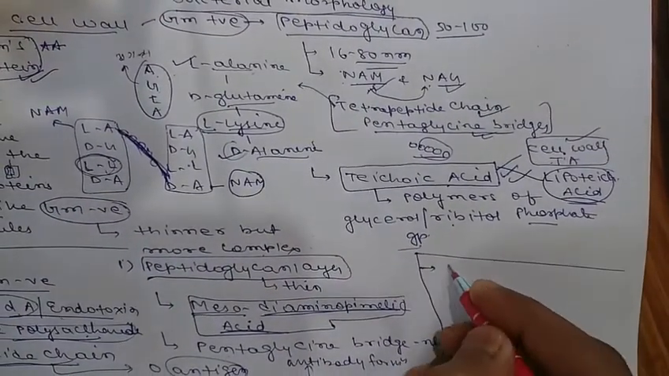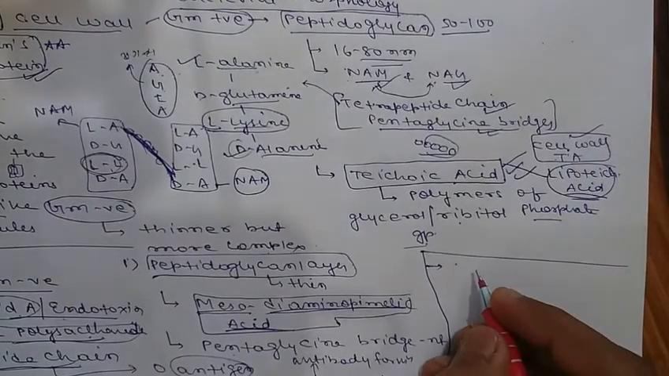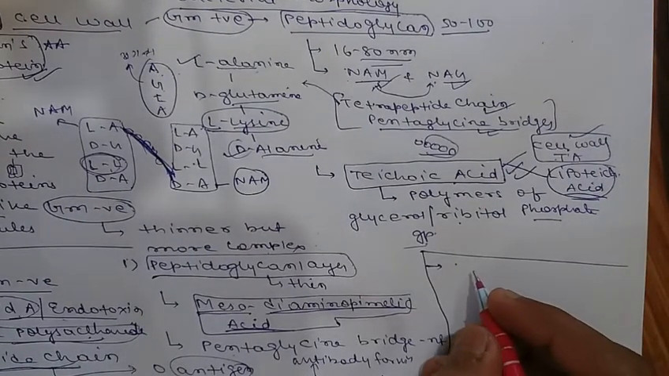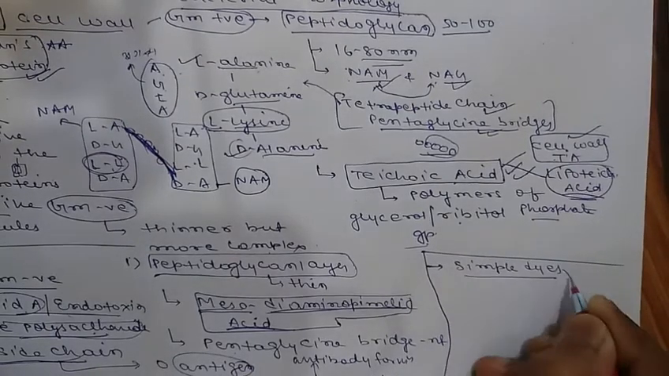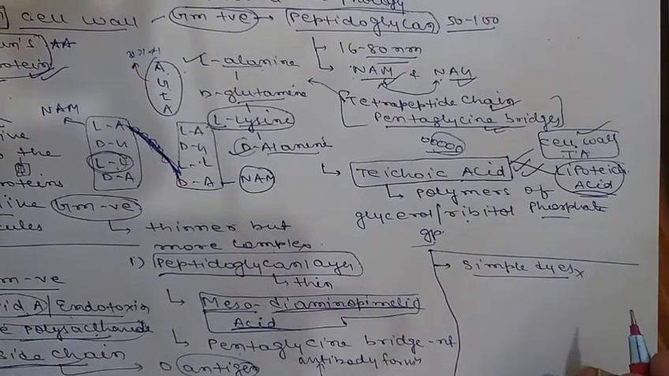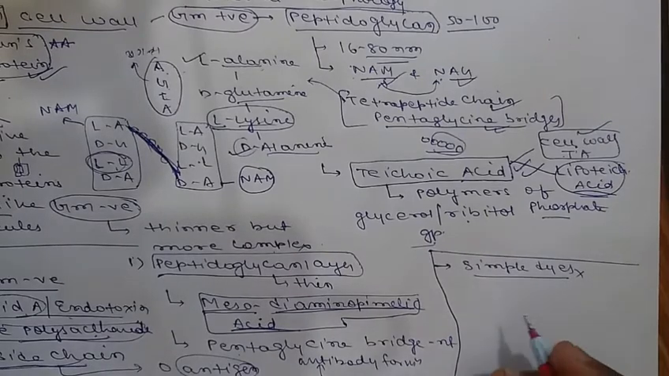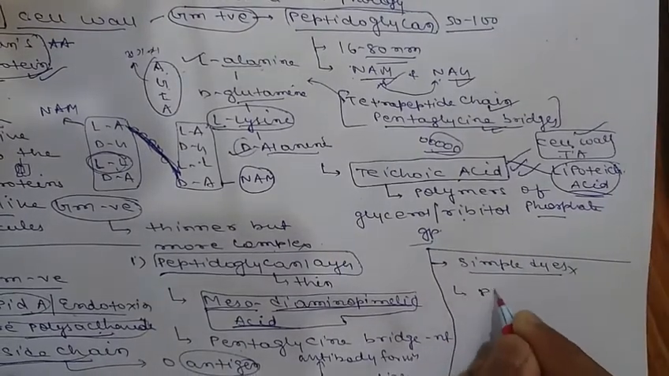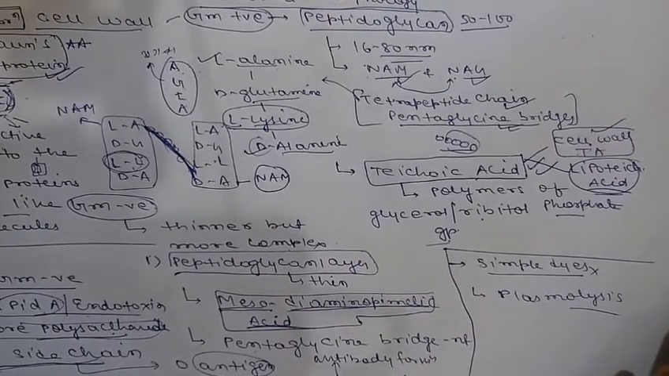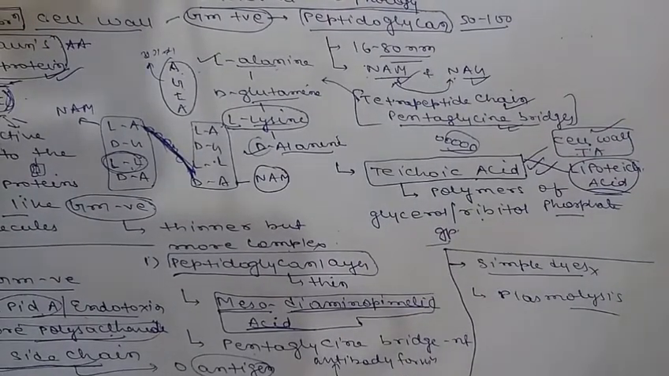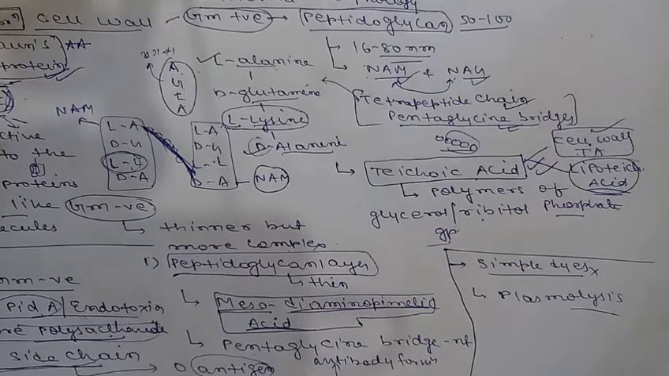Now how will you demonstrate the cell wall? Coming to that, the cell wall cannot be seen by light microscope and also does not stain with simple dyes. Very important, you cannot use simple dyes, and it can also not be seen by light microscope. So how will we demonstrate it? The first method you can use for this is plasmolysis. When bacteria are placed in hypertonic saline, shrinkage of the cytoplasm occurs while the cell wall retains its original shape.